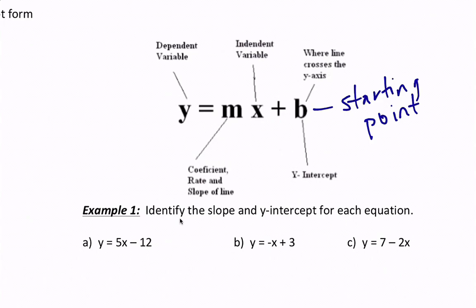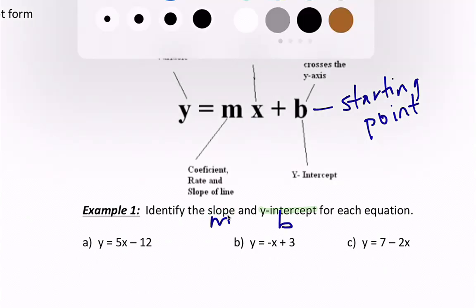Okay, so I know we want to identify the slope and the y-intercept. So remember, slope is m, the y-intercept is b, for each of the following. Let me use different colors on these. Use pink for slope.